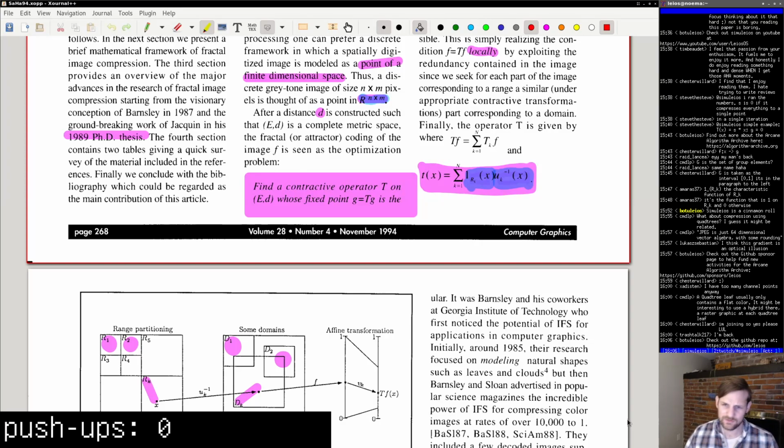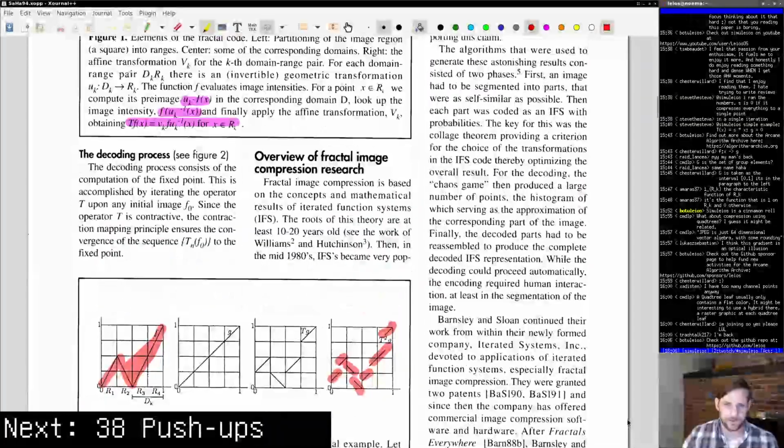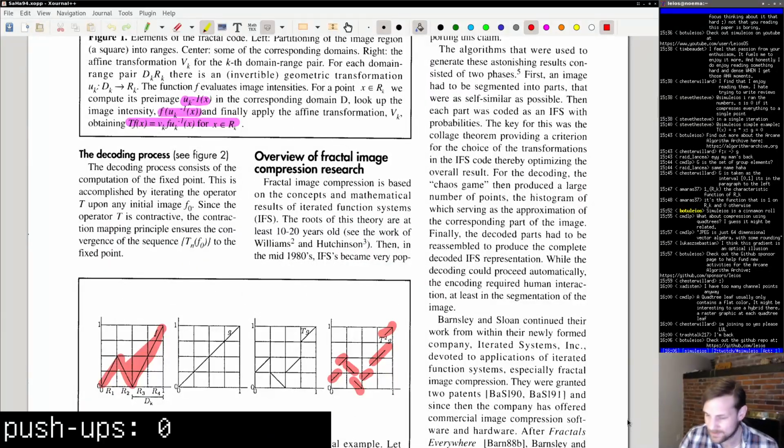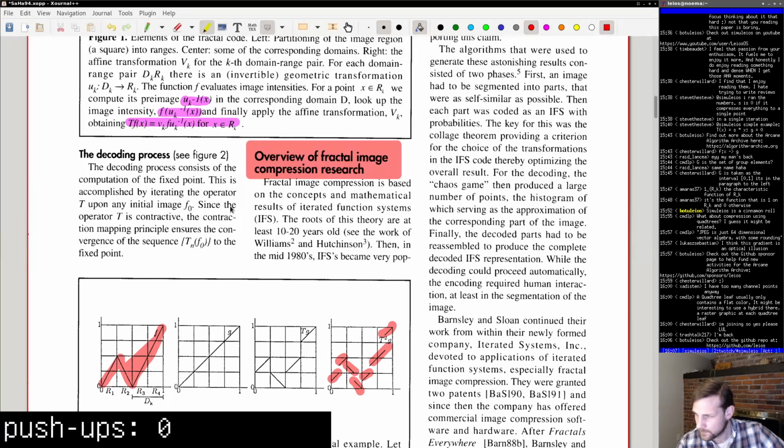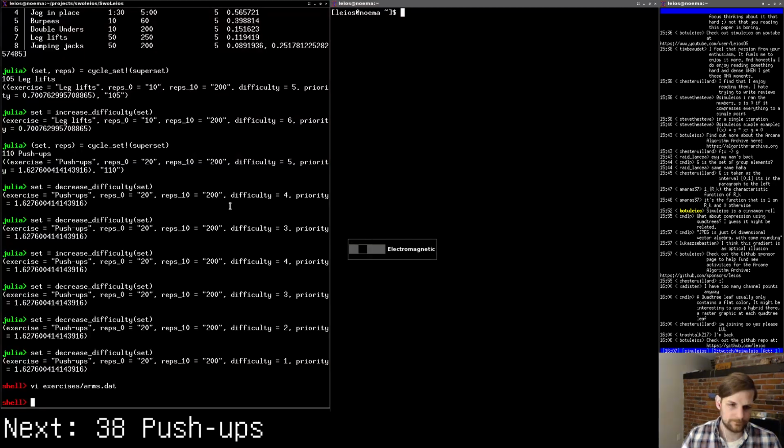And I think what we're going to do is... Here's a question I want you guys to answer. Should we read through this overview of fractal image compression research? Or do you think maybe we should try to find another paper that's not from 1994, that might be a bit more recent, that does the same thing?